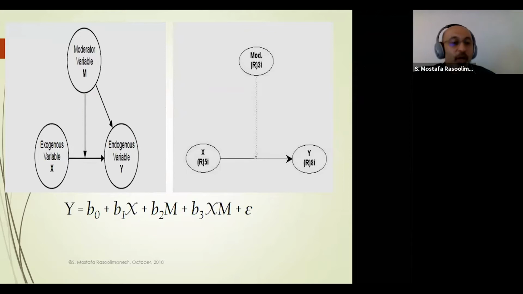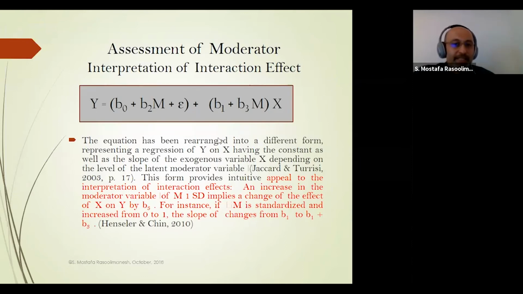Why do we do this? Why can the interaction effect show us the difference between the effect of X on Y for two levels? Listen carefully. I want to explain the rationale behind the interaction effect for assessment of a moderator. This may be a bit complicated, but if you listen carefully, it's very simple.